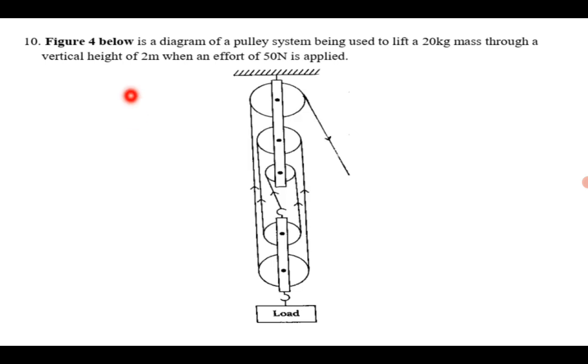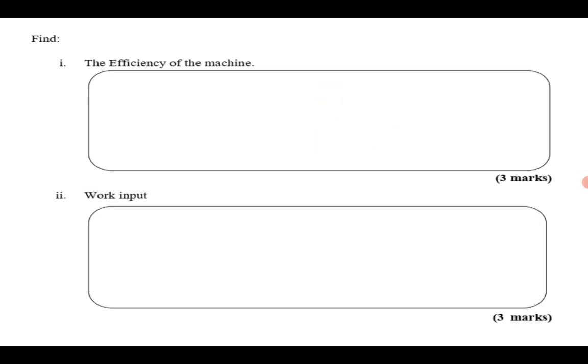Welcome to question number 10. The figure below is a diagram of a pulley system being used to lift a 220 kg mass through a vertical height of 2 meters when an effort of 50 is applied. Using the setup, we are asked to calculate the efficiency of the machine.